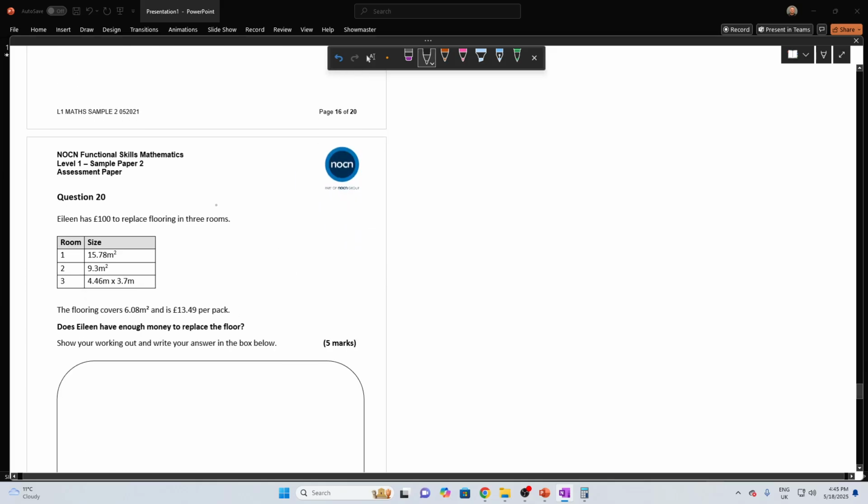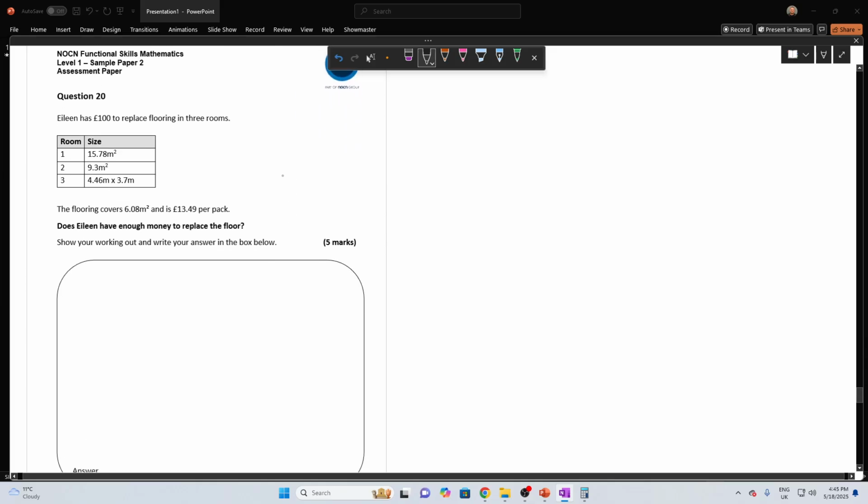Question 20. Eileen has 100 pounds to replace flooring in 3 rooms. And we have a table where it gives us room 1, the size, room 2 and room 3. The flooring covers 6.08 meters square and is 13 pounds 49 per pack.